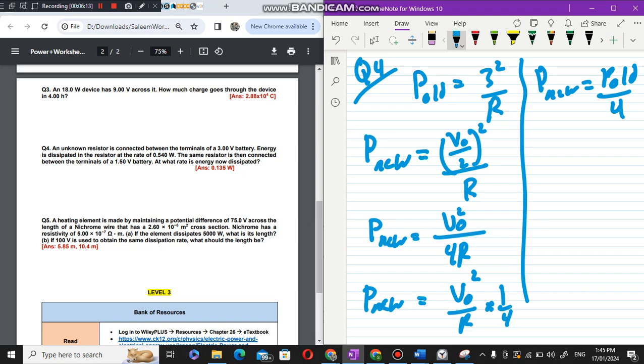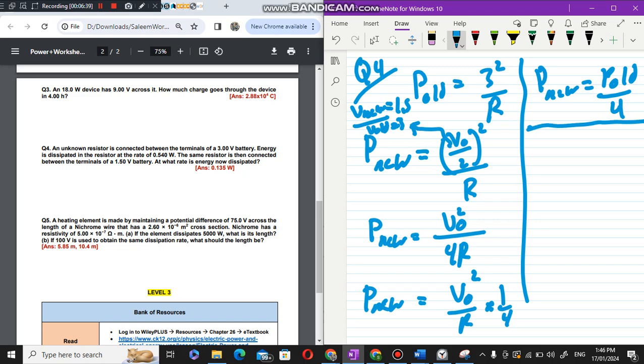How did we get this? This is the core of our solution. They told us that voltage new is equal to 1.5, and voltage old, V old, is equal to 3. So V new is related to V old by a factor of 1 over 2. This is how we know it. Or you can do it in numbers.